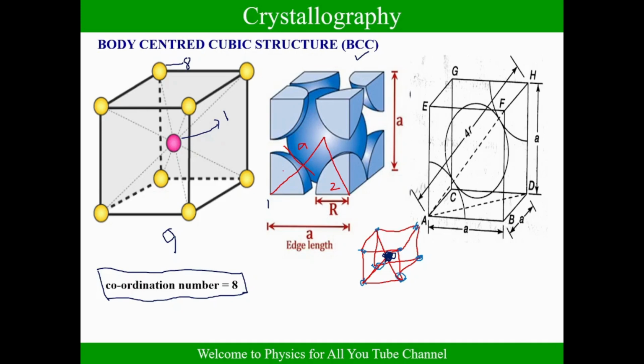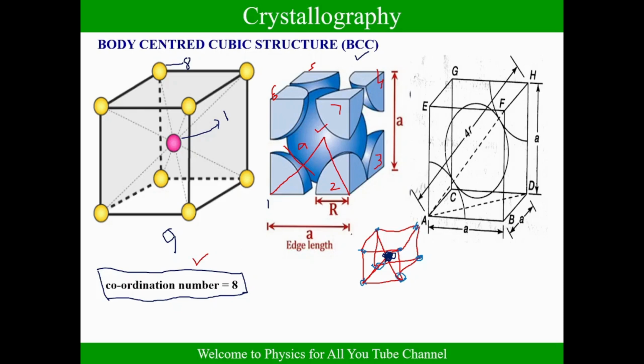Therefore we have 8 corner atoms. First corner atom, second corner atom, this is the third corner atom, fourth corner atom, fifth one, sixth one and seventh one. The eighth corner atom is behind this unit cell. Therefore this body centered atom has 8 corner atoms which are nearer and equidistant. Therefore the coordination number for the BCC structure is 8.